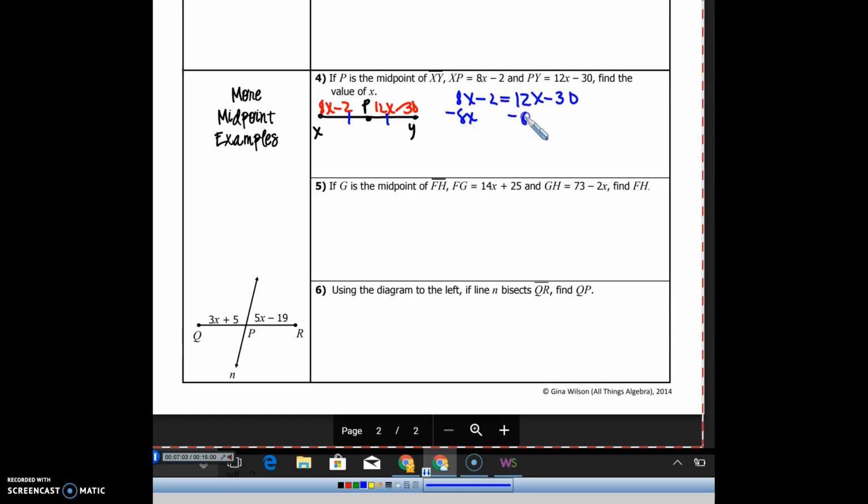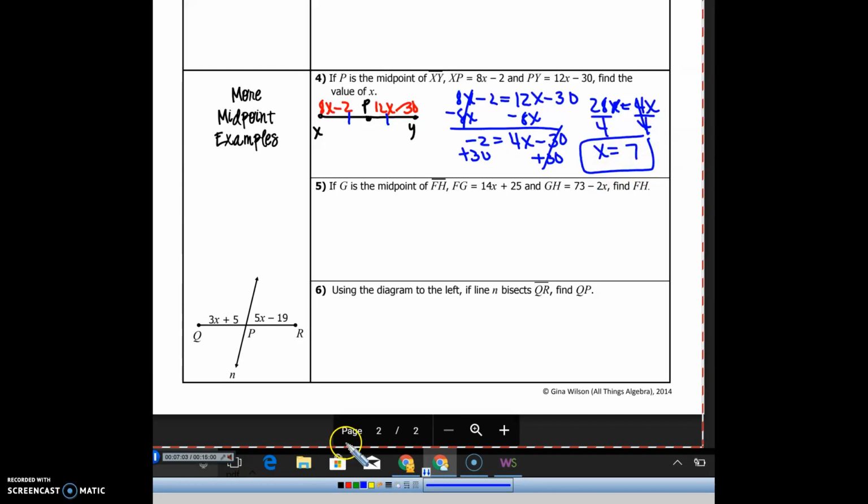Subtract that 8x over. And I'm going to get -2 equals 4x minus 30. Add the 30 over. I'm going to get 28 equals 4x. Divide by the 4. And I get that x equals 7. And that's all they wanted me to do is find the value of x. So x equals 7.